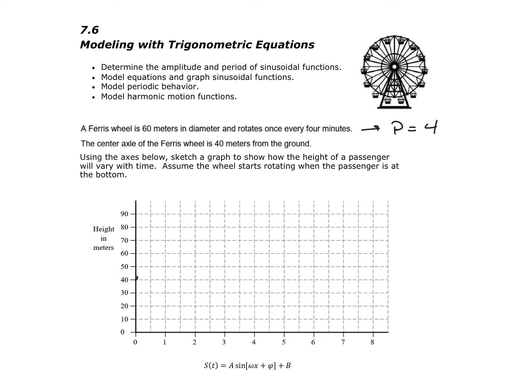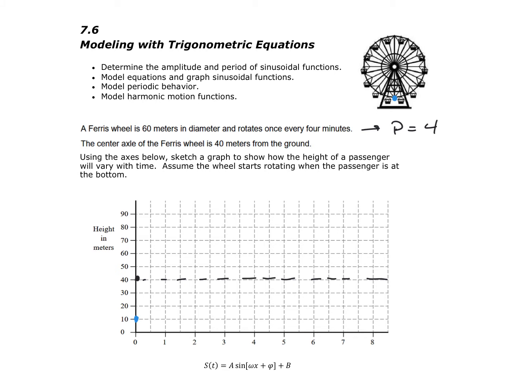So here's where my axis is right here. So this is kind of like where our midline has moved to. If we were to get a passenger on this Ferris wheel, they would start obviously when the Ferris wheel is at the bottom. So they would start right down here. And of course that would relate to here.